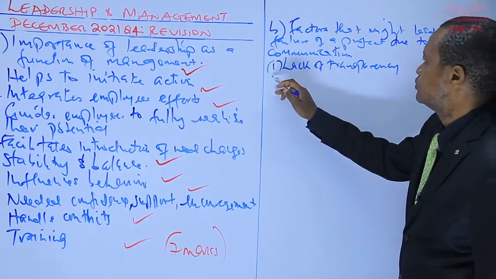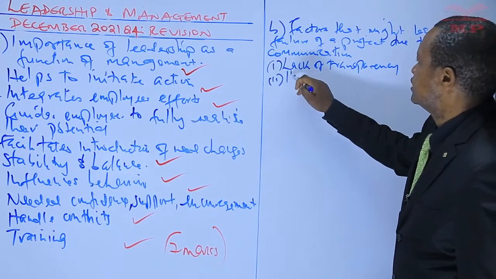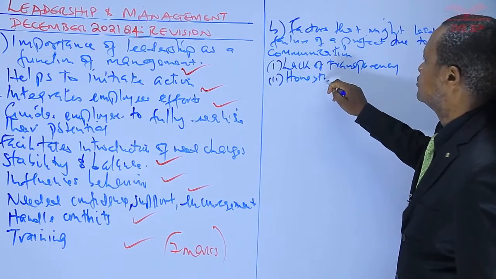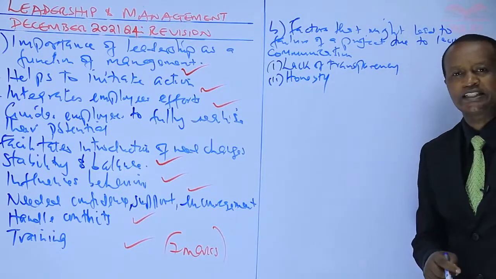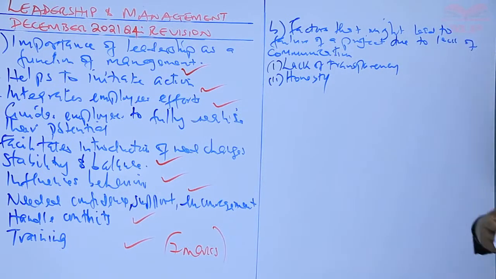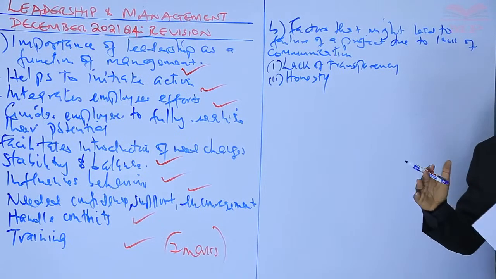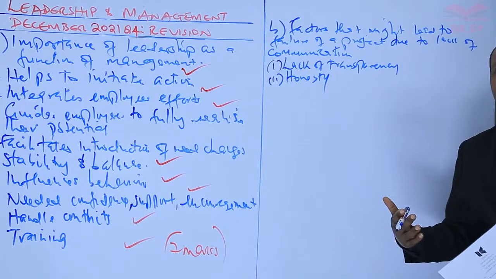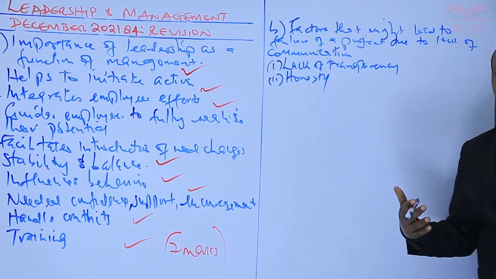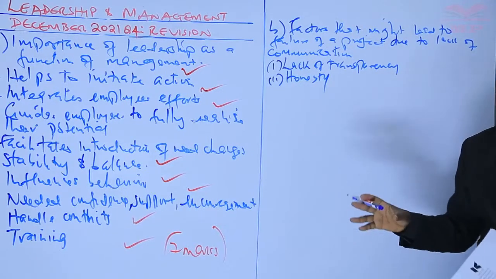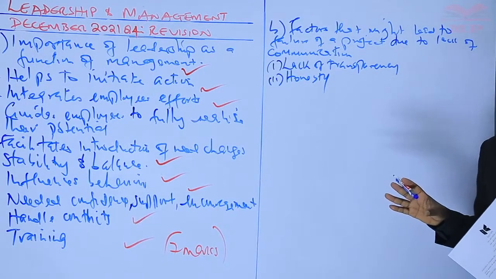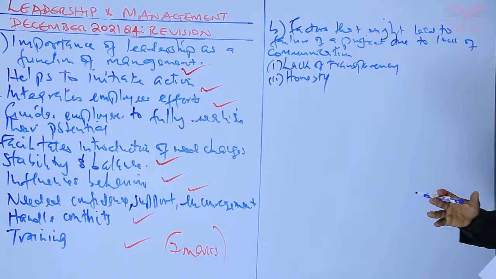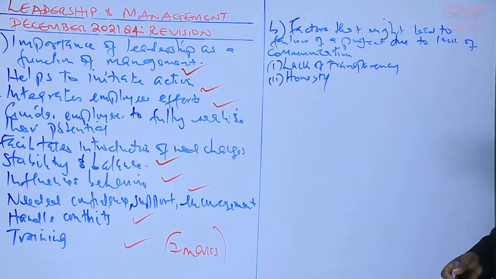Number 2, honesty. Honesty is very important because trust is built upon virtue. And the deficiency of trust in a project that requires multi-interpersonal communications can surely affect the outcome of the project.